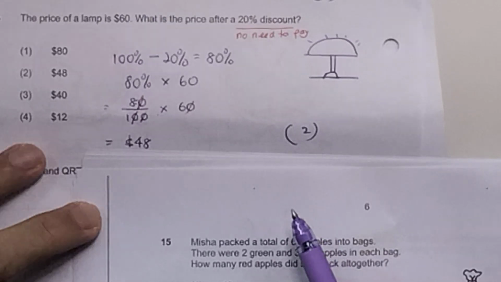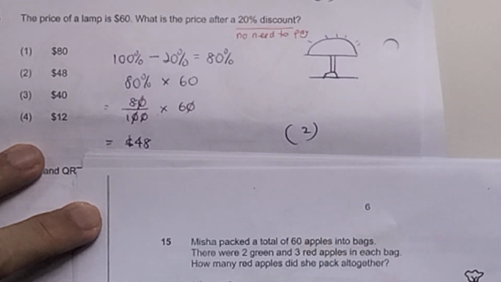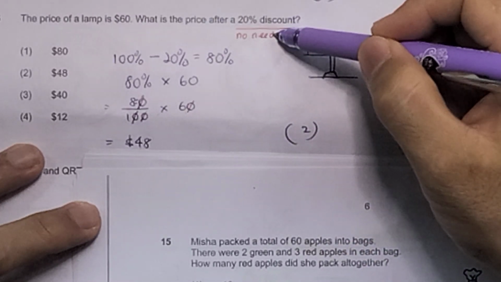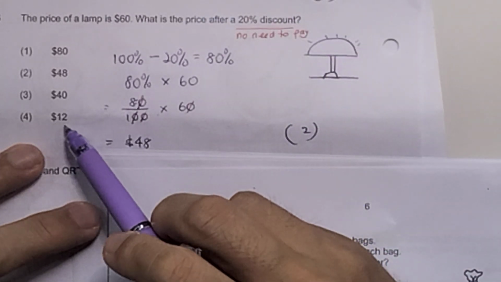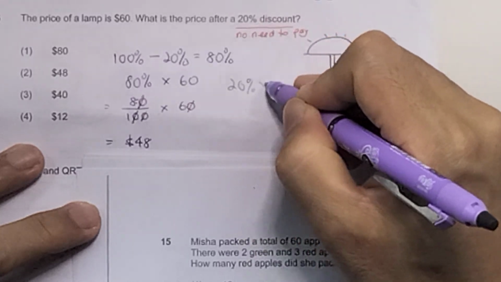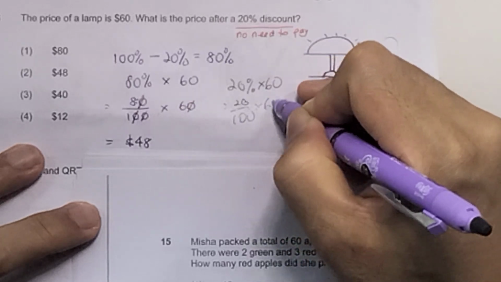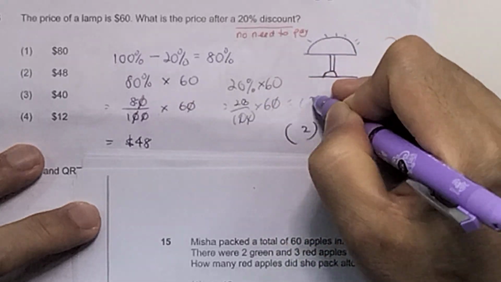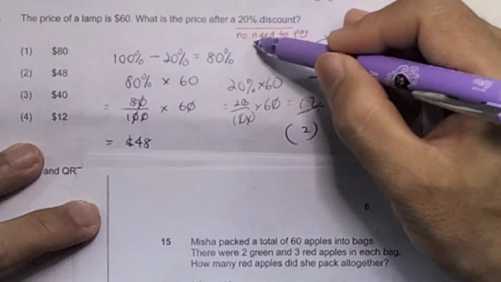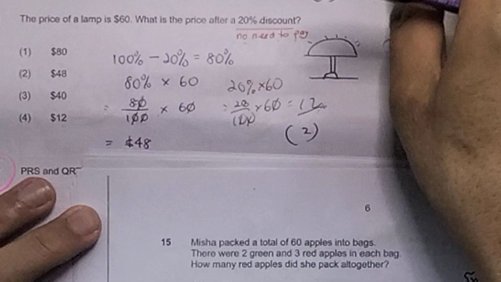Now, sometimes you make mistakes, maybe you've gotten a different answer. So let's take note of the steps here. Do not have to pay. If you've gotten the answer 12, it means that you did this working instead: 20% times 60. Cancel, cancel, cancel, yay, 12. We're so happy to get 12. But 12 is the 20% discount, which is the no need to pay part. So 12 cannot be the answer.